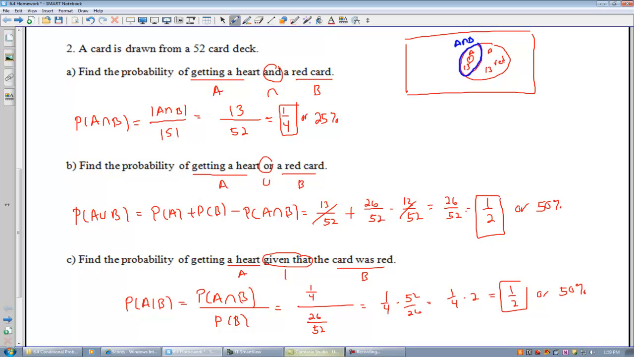And again, if you think about this, it's pretty obvious. What's the probability that you get a heart given the card was red? Well, if you limit yourself to red cards, there's only 26 of them. And how many are hearts? Well, 13. So you get 13 over 26, which is 1/2, right? 50%.